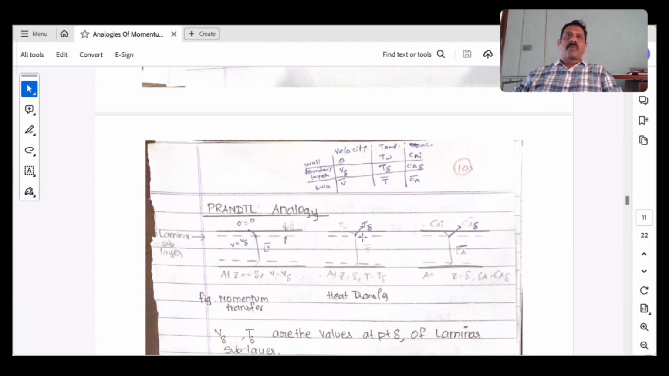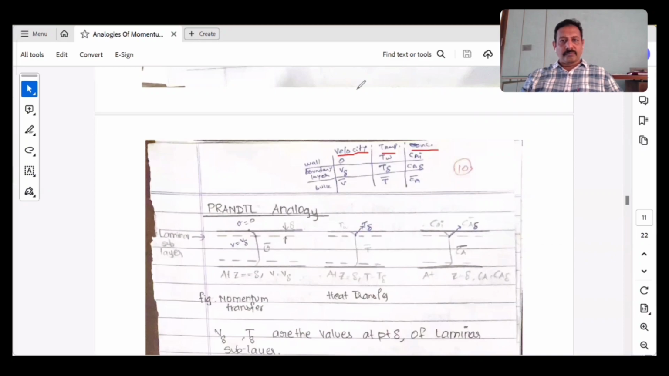Here velocities will vary, temperature will vary, and concentration also will vary within the boundary. So I have written this terminology above, see. At the wall, velocity is 0, temperature is Tw, and concentration is CA. In the boundary layer, V delta, T delta, CA delta, and in the bulk, V bar, T bar, and CA bar, right?